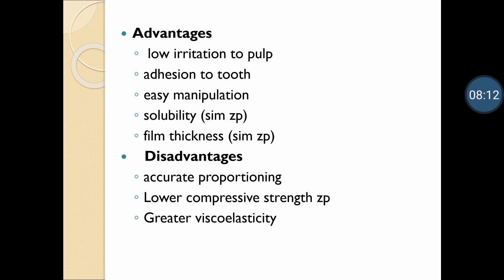So, by this I conclude that the unique features of zinc polycarboxylate cement are its adhesive nature, release of fluoride, and use as a luting agent and base.